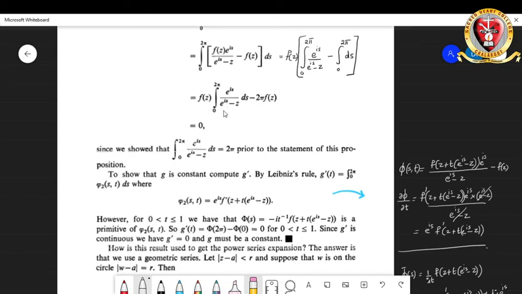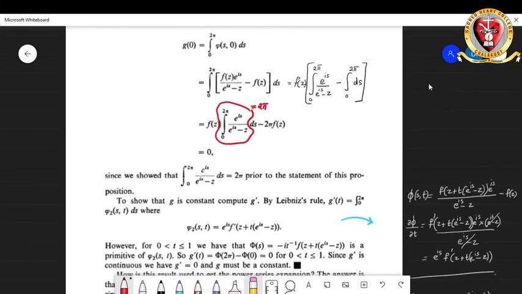Earlier, after we had proved the Leibniz rule from advanced calculus, we had proved that the integral from 0 to 2 pi of e raised to is divided by e raised to is minus z, that means this one, is equal to 2 pi. So you get f of z into 2 pi minus 2 pi into f of z, that is equal to 0. So what you obtained here is that g of 0 is equal to 0.